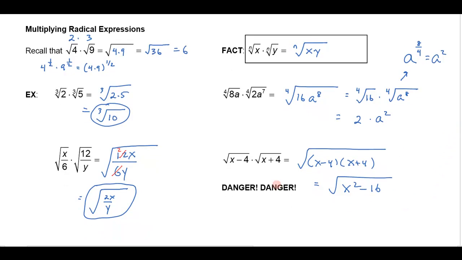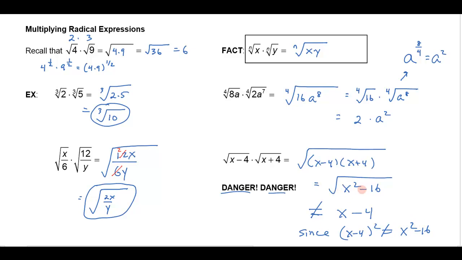All right, now you see a big danger right here, because the temptation for students who are just learning about radicals is to want to take the square root of that x squared and the square root of 16 and say that that is just x minus 4. Well, that's the big danger. That does not equal x minus 4, since x minus 4 squared does not equal x squared minus 16.